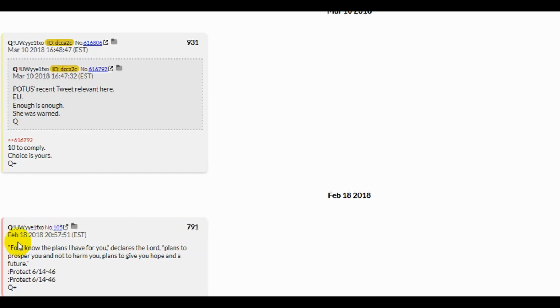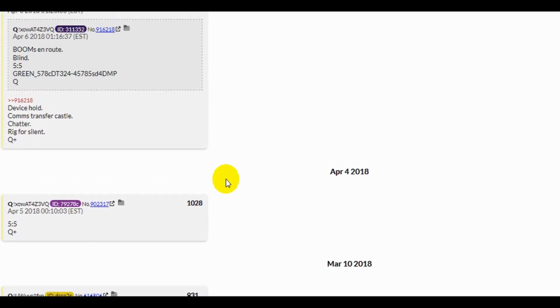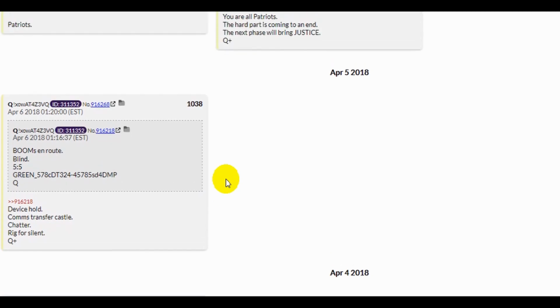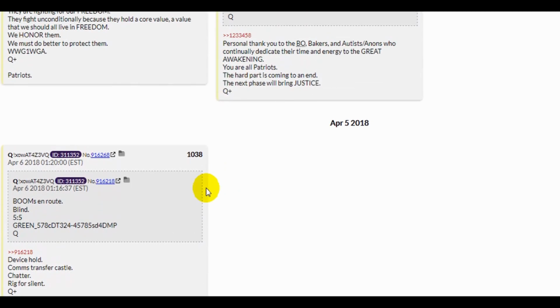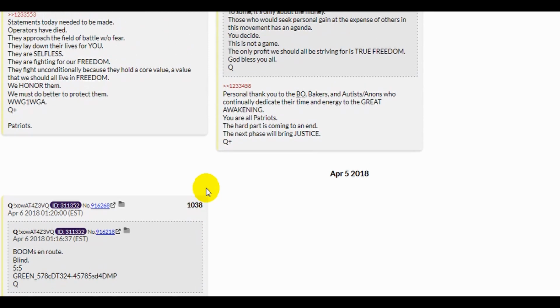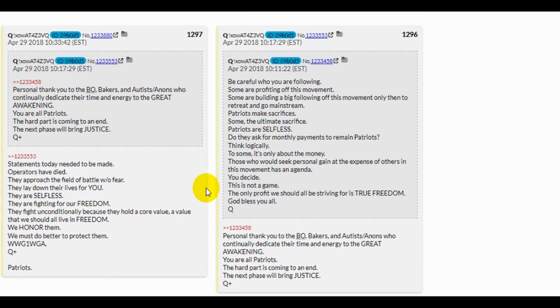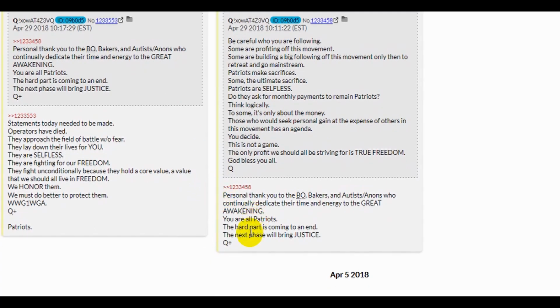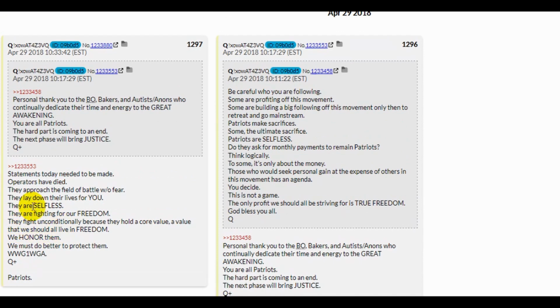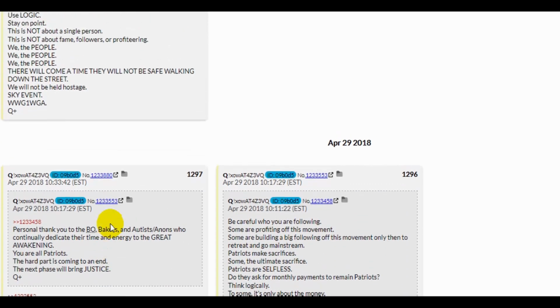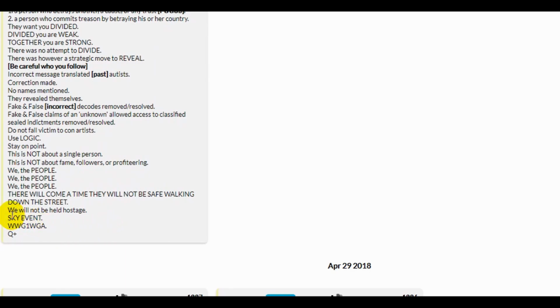So the first post was February 18th, 2018, where a verse is quoted. The initial posts for the first 4 months are similar in character. I think it begins right around here in late April. Okay, so we have the next phase will bring justice, all caps. Then this post we have WWG1WGA. Then emphasis on words selfless and freedom. Going to May, we have Sky Event.